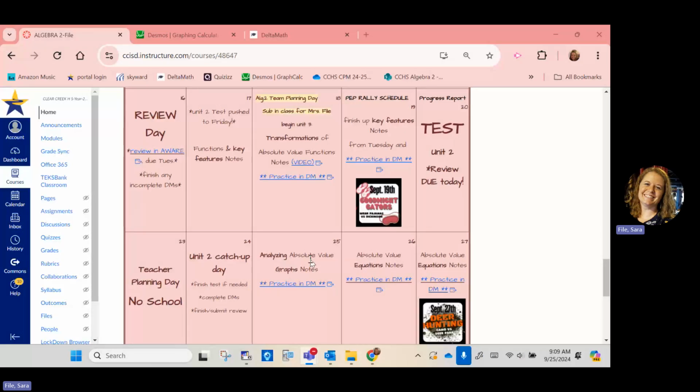It is Wednesday, the 25th. We're going to be continuing Unit 3, talking about absolute value graphs. We're going to be looking more at transformations, okay? But we started that talk last Wednesday.